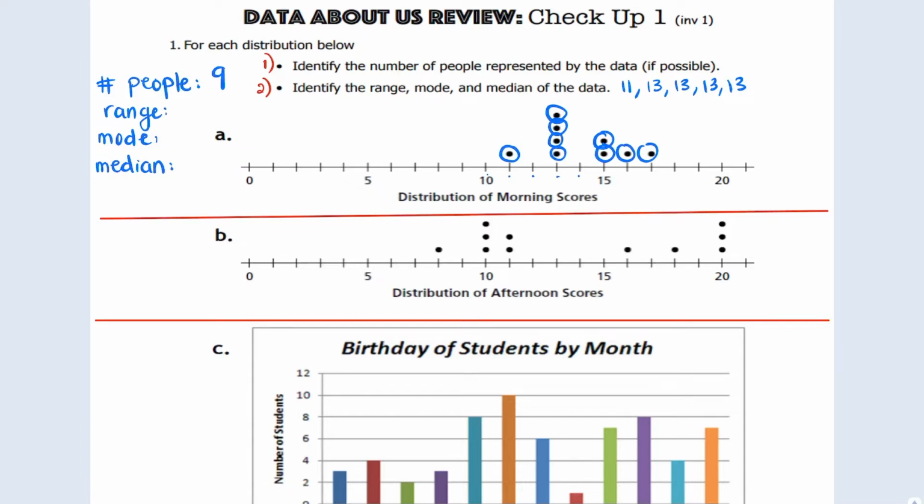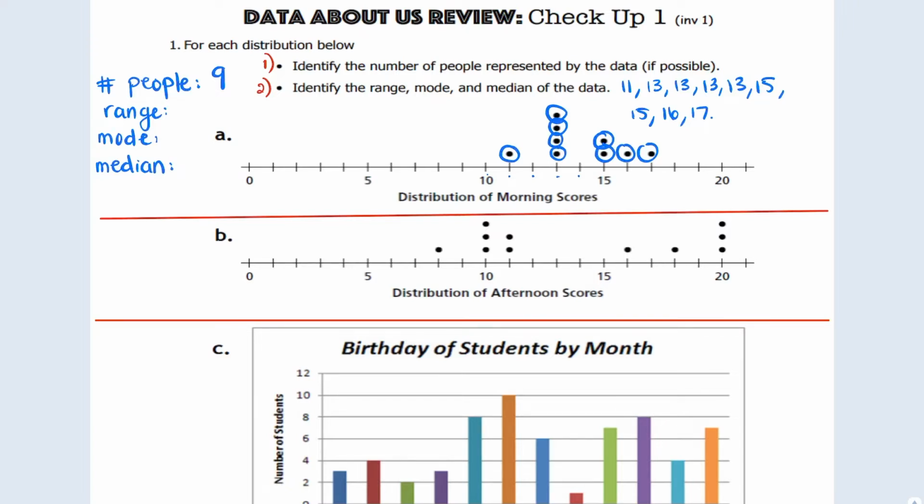I have nothing at 14. I have 2 15s, so 1 and 2. I have one 16, and lastly I have one 17. Setting up my data like this will help me find the range, the mode, and the median.